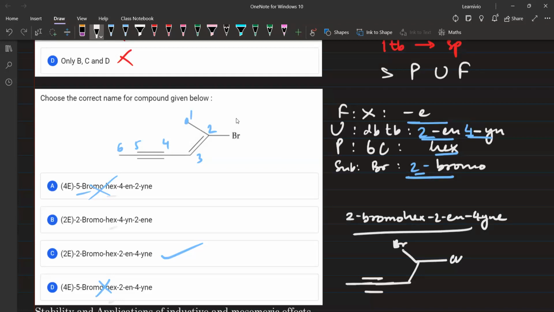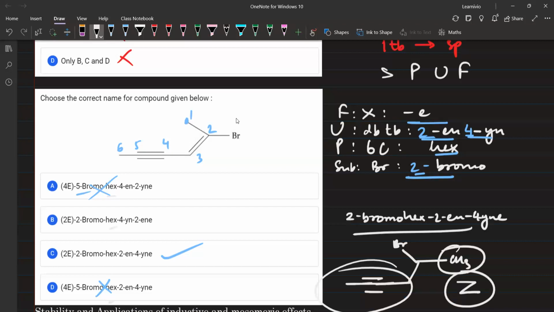Br, and here is a CH3. Okay, so that would be a Z configuration because alkyl groups are here.